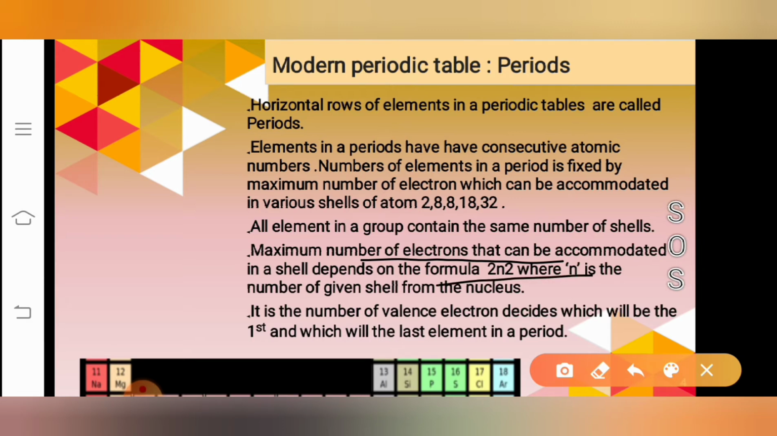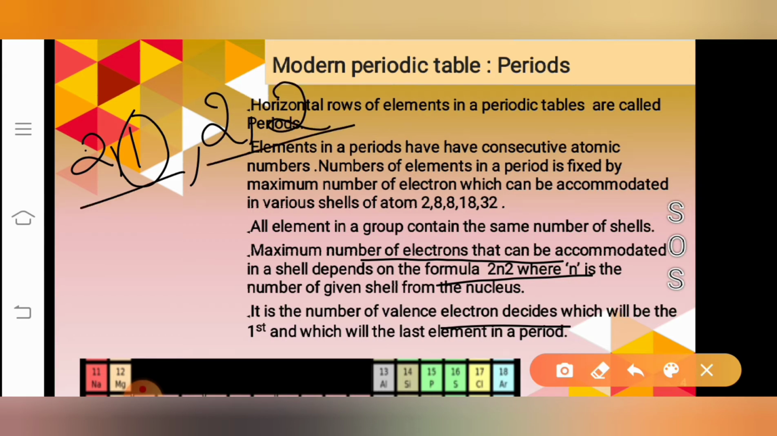And I also told you that the valence electron decides which element has to come first and which element has to be next. That also I have told you: if the element is having the valence electrons 2 comma 1, then this 1 has to be arranged first. Then if it is 2 comma 2, then after this it has to be arranged, right?